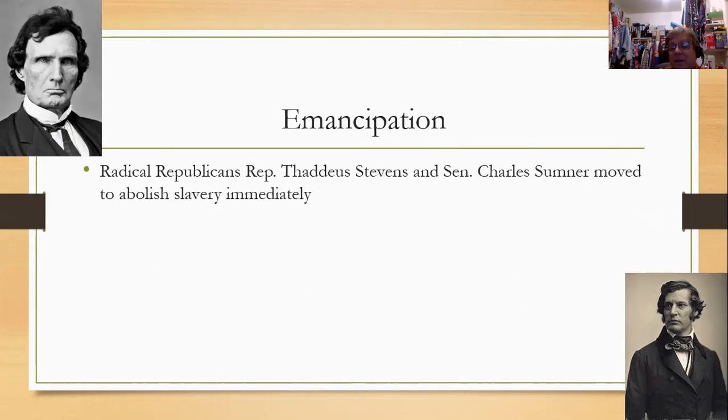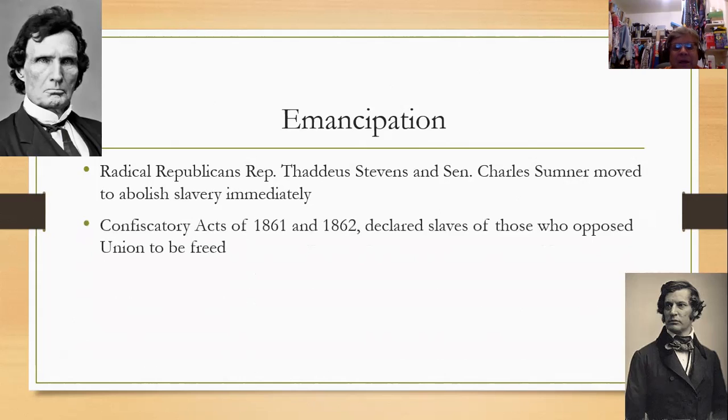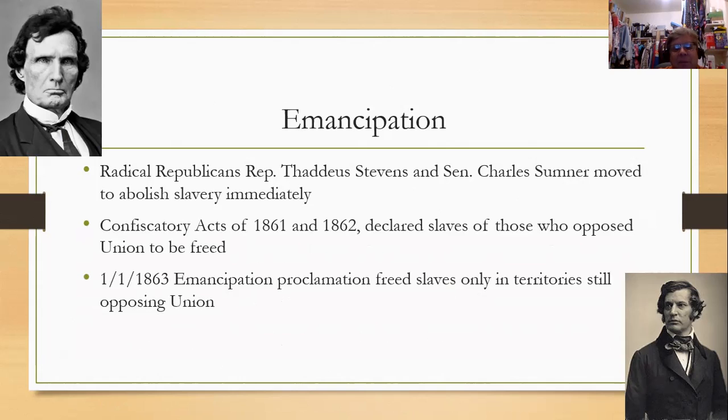Representative Thaddeus Stevens and Senator Charles Sumner, who became known as radical Republicans, wanted to abolish slavery immediately. And there were some acts that declared slaves of those who opposed the Union to be freed. So if Union soldiers captured an area, slaves in those areas were declared to be free. And then at the beginning of 1863, Lincoln issued the Emancipation Proclamation, freeing some slaves, but really only those in territories still opposing the Union.